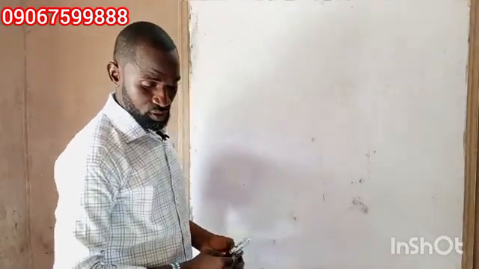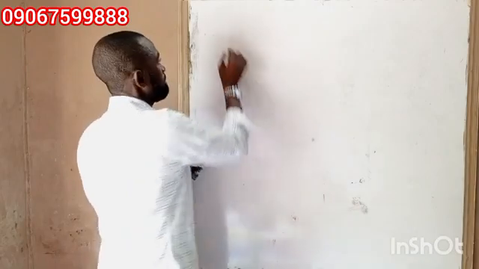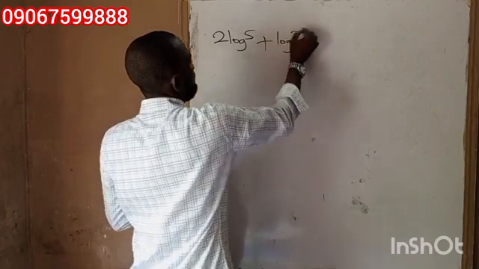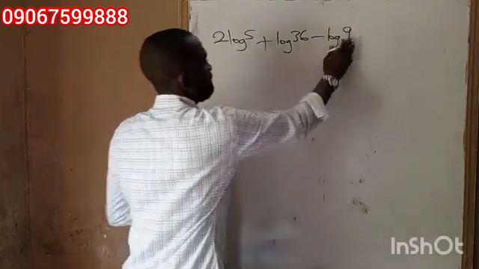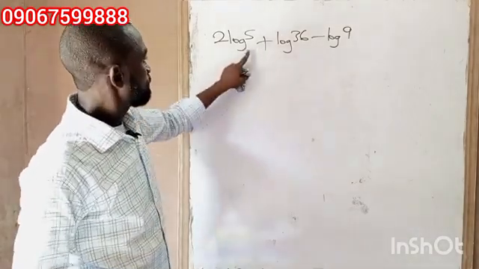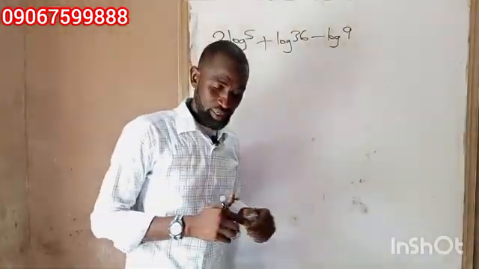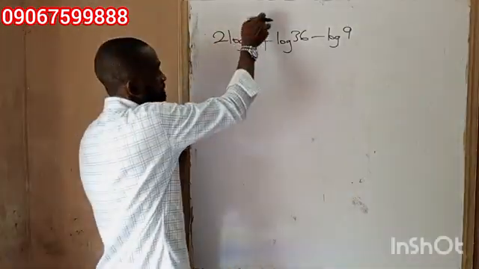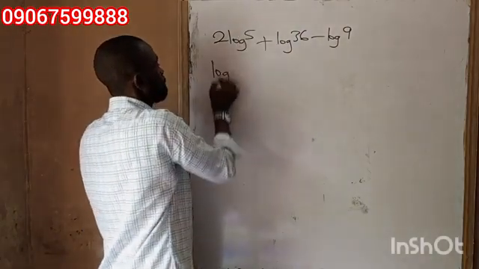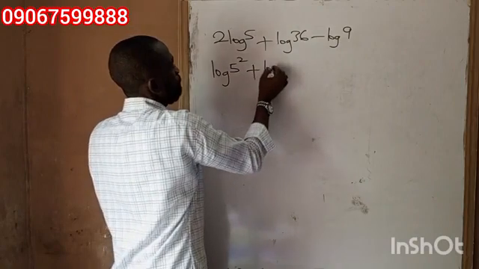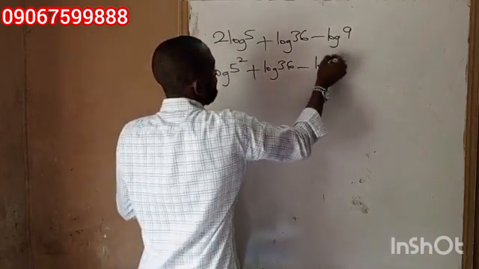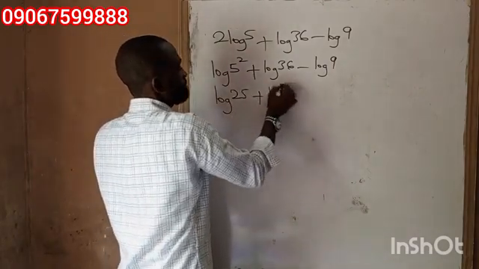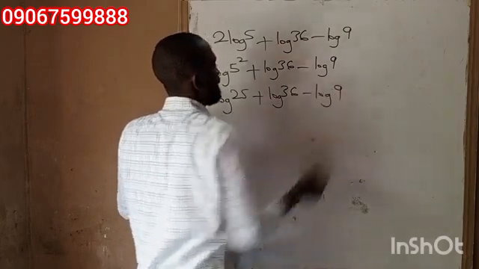Given 2 log 5 plus log 36 minus log 9. I told you, if nothing is written here, it is base 10. I think I've explained that. So 2 log 5 plus log 36 minus log 9. What happens is this 2 will come up first. We now have log of 5 raised to the power 2 plus log of 36 minus log of 9. So this is log of 25 plus log of 36 minus log of 9. I can apply the law.